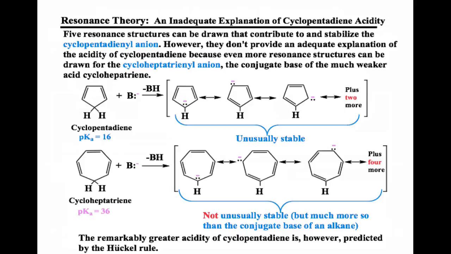Okay? And when we take this H plus away, and we end up with this carbanion, this is now aromatic. It's cyclic, it's completely conjugated, it's planar, and it satisfies Huckel's rule. Now I know what you're saying. It's a lot more complicated than just counting.